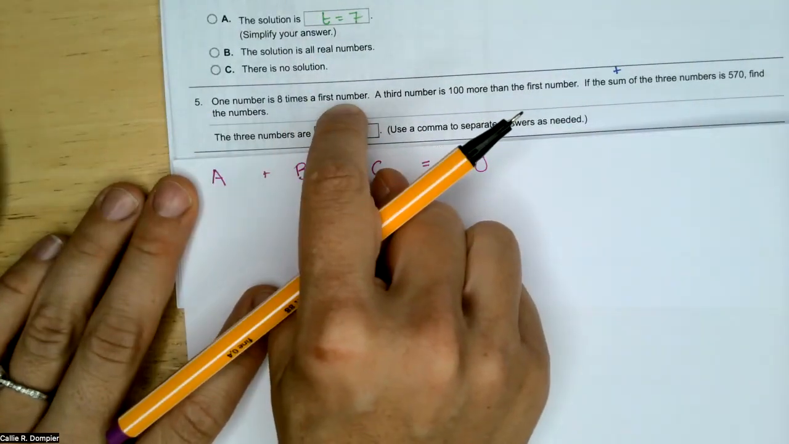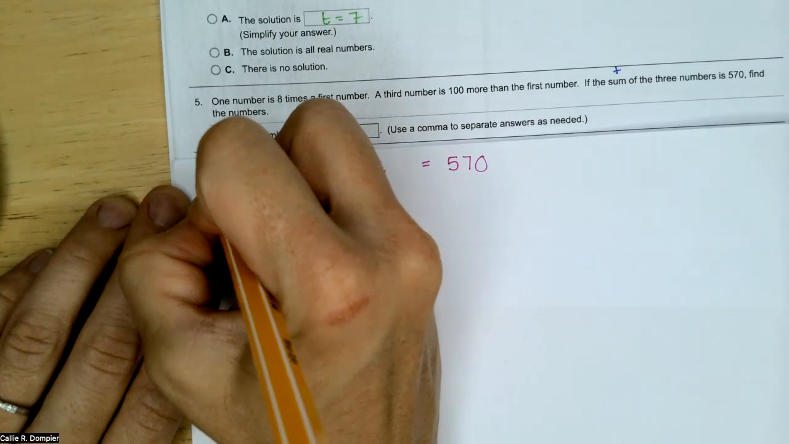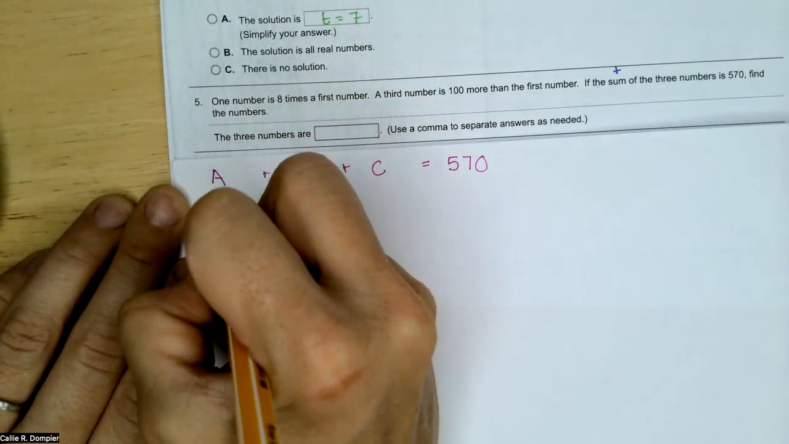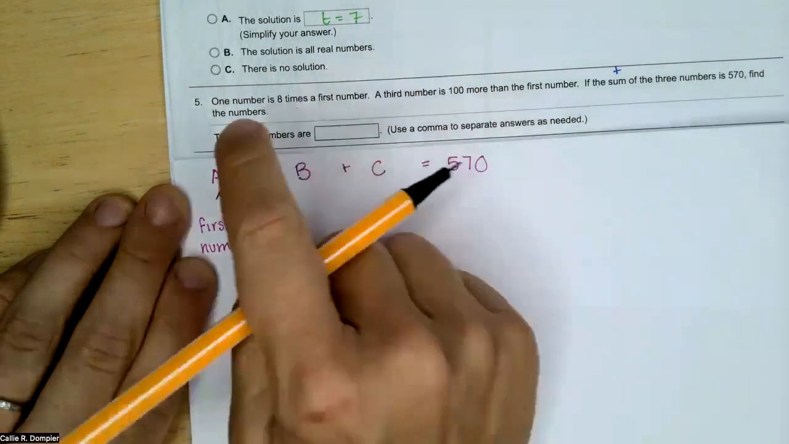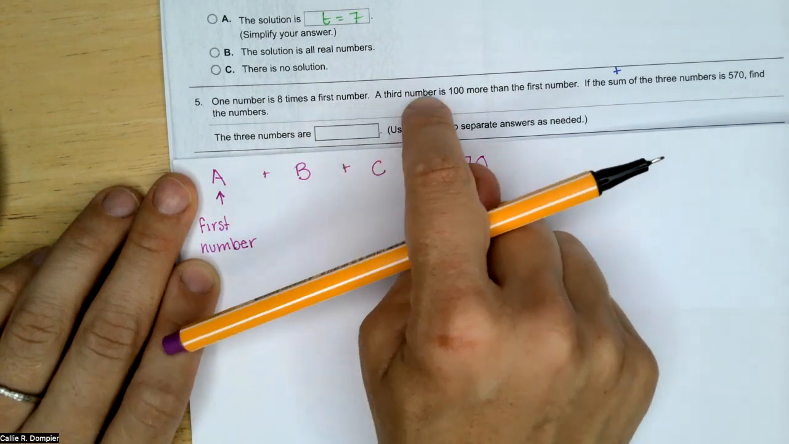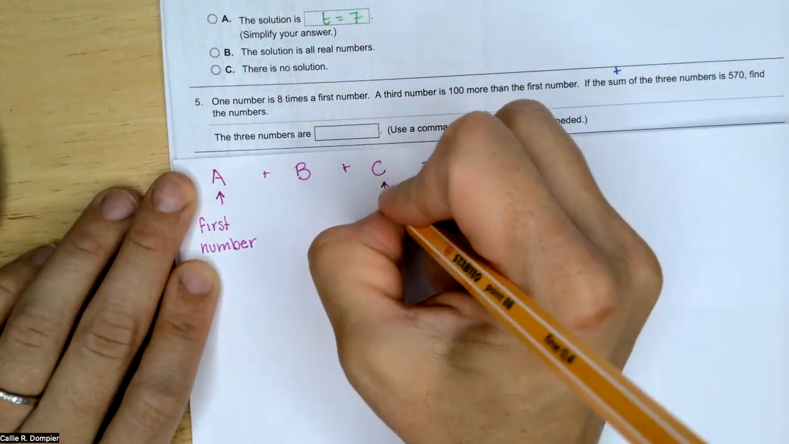One number is 8 times a first number. So we're going to call A first number. Okay. One number is 8 times a first number. A third number, so I'm going to call this the third number.